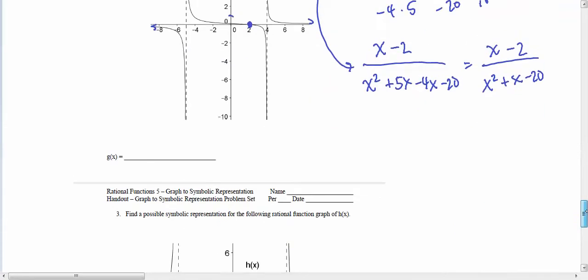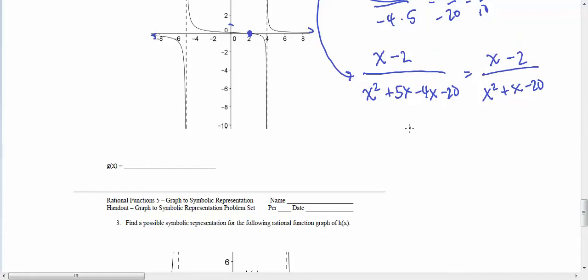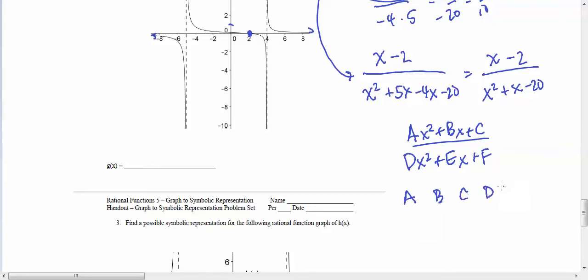And then I ask you to compare that to the standard quadratic form, ax squared plus bx plus c over dx squared plus ex plus f. So all I need you to do to input the answers is to input the coefficients. On the numerator, there is no x squared term, so a is equal to 0. b is equal to 1 because there's a 1 implied over here. c is negative 2. d is 1. e is 1. And f is negative 20. So that's how you would input the answer.